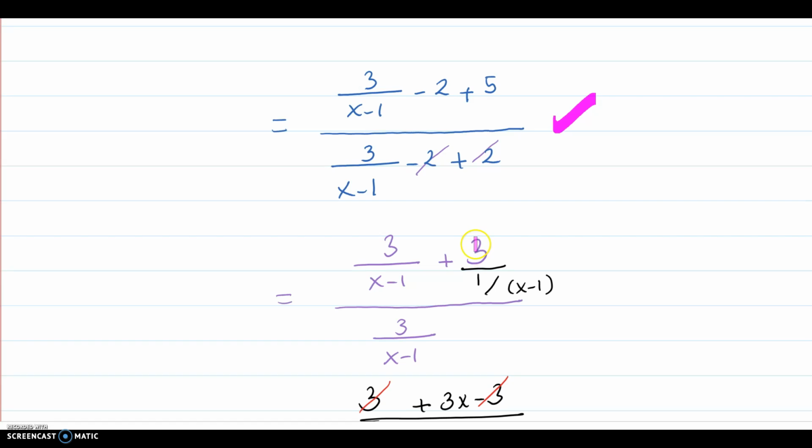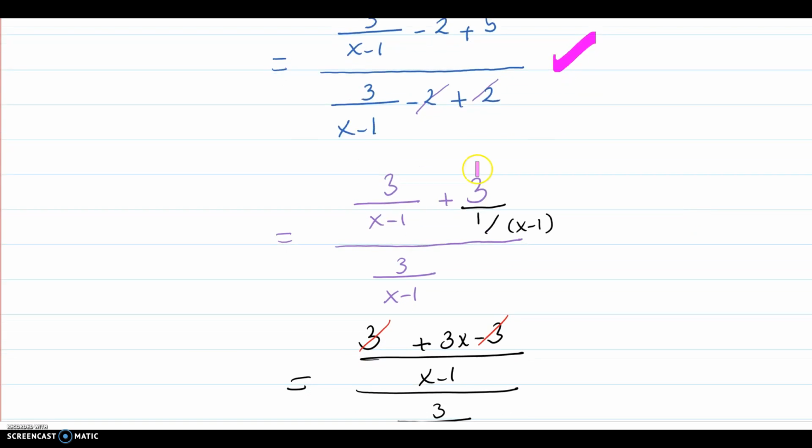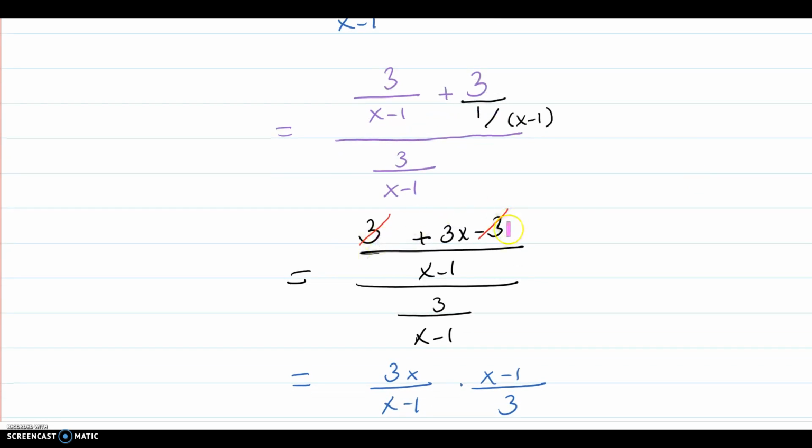So I need to multiply that 3 over 1, where 1 is an invisible denominator, with x minus 1. So then I will have, for the top term, 3 plus 3x minus 3, all over x minus 1. And that will be my big numerator. And then on that part, the 3 and negative 3 will simplify. I will have 3x all over x minus 1, all over 3 over x minus 1.